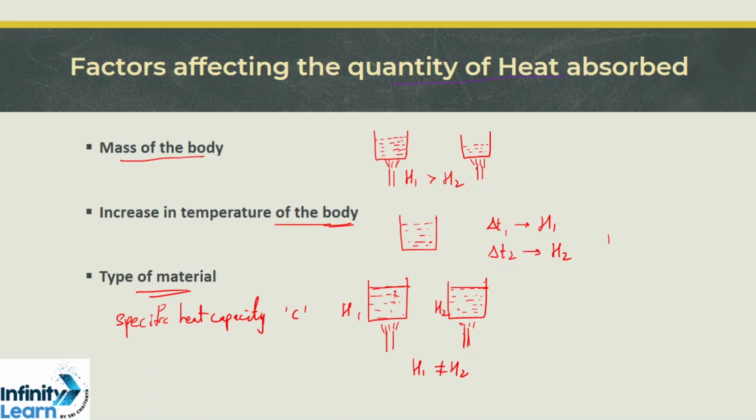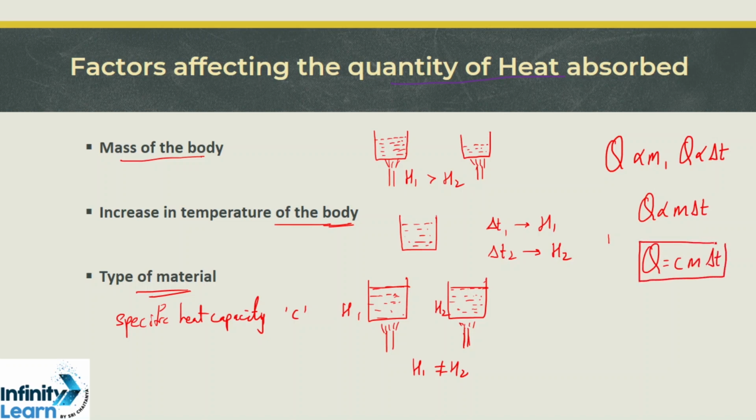So over here, the amount of heat absorbed is proportional to mass, and the amount of heat absorbed is proportional to the difference in temperature. So we have Q directly proportional to M into delta T, and if we remove this proportionality sign, we have this constant C, which is nothing but specific heat capacity, and it is a property of the material.